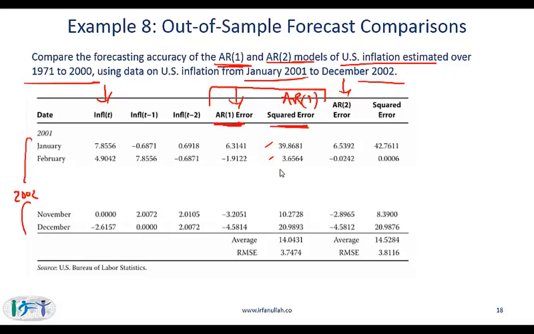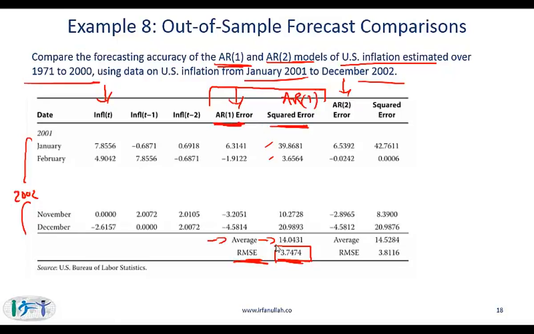And then what do we do? We then take the average. What is this thing called? It's called the root mean square error. So you take all the squared errors and then you take the average and then you take the square root of that average. So this is the metric. This is the number that tells us how good the AR1 model is. But to be precise, you can't just look at this number in isolation.